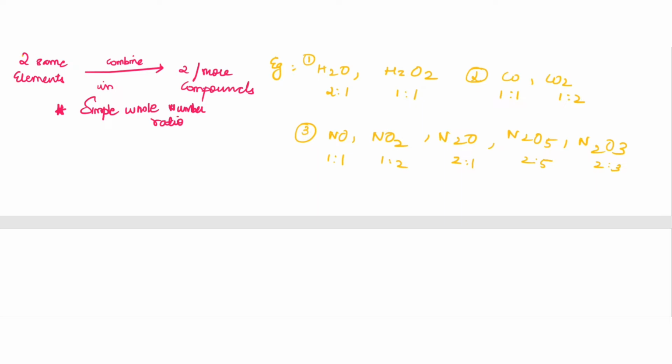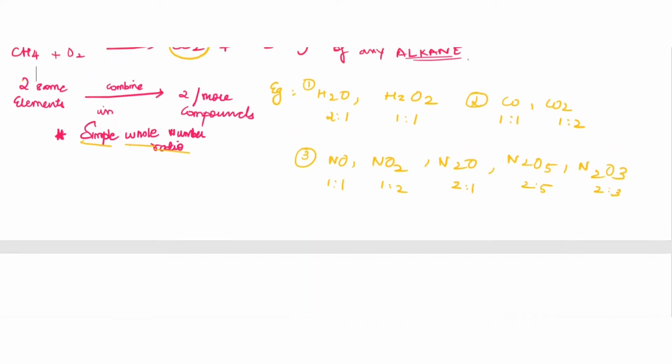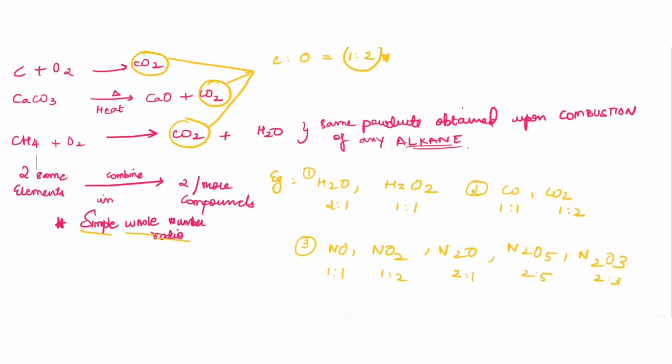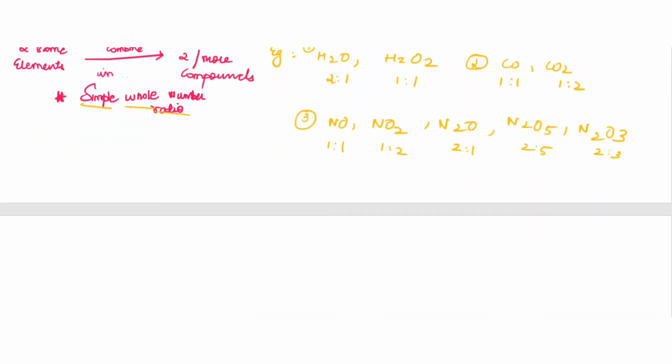Next we move on to Gay-Lussac's law. Gay-Lussac's law talks about volume. It is Gay-Lussac's law of combining volumes. It states that when gases combine or are produced in a chemical reaction, they do so in a simple ratio by volume, provided all gases are at the same temperature and pressure. So uniform temperature and pressure is maintained.